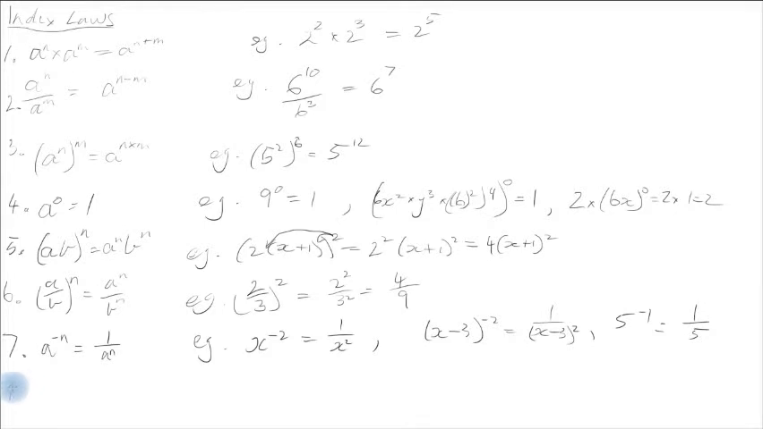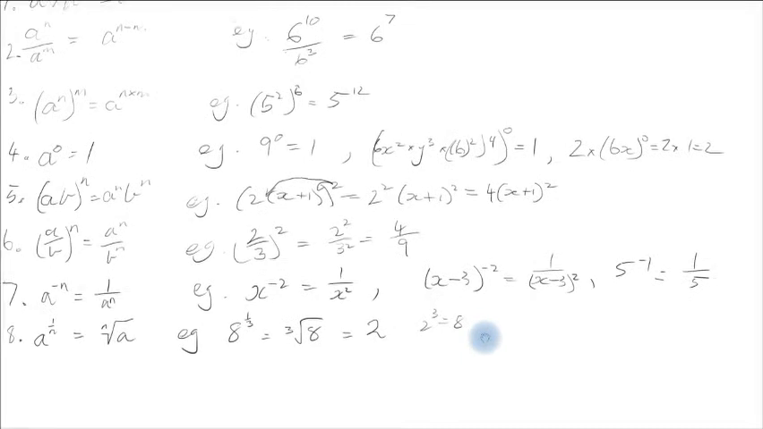And number 8, the last one, is fractional indices. If you've got a to the power 1 over n, well, that just equals the nth root of a. So let's do an example. 8 to the power of a third equals the cube root of 8, which equals 2. So there's one example. The reason that's the case is because 2 cubed equals 8, and cube root is basically the opposite. So there's that one for us.